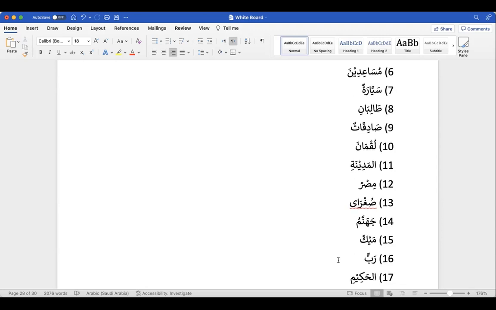Sughra. What kind of flexibility does it have? Sughra is non-flexible. Why? It ends with alif maqsura. Okay. Jahannamu. Partly flexible. Why? It's a place name. Jahannam is a place name.